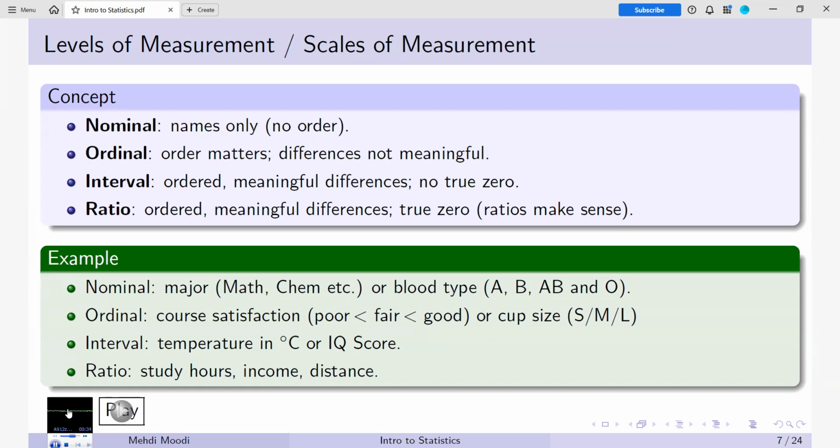If 0 means nothing is there, it's ratio. Examples of ratio scales include height, weight, money. And yes, my bank account after paying bills and mortgage is the perfect real-life demonstration of a true zero.